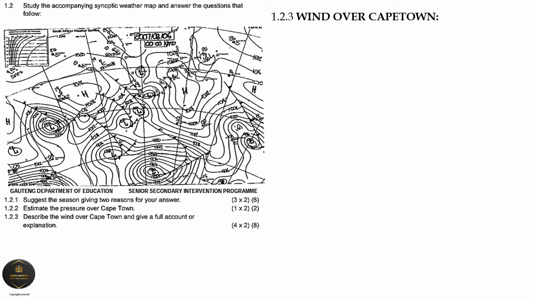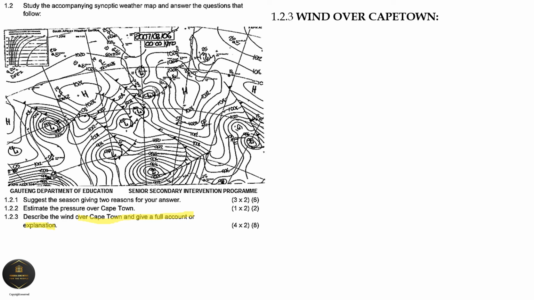So that's why you have the answer there being 1010 millibars or hectopascals, because the cold front is approaching there. So that's the main reason for that. The next question, describe the wind over Cape Town, and give a full account for explanation.